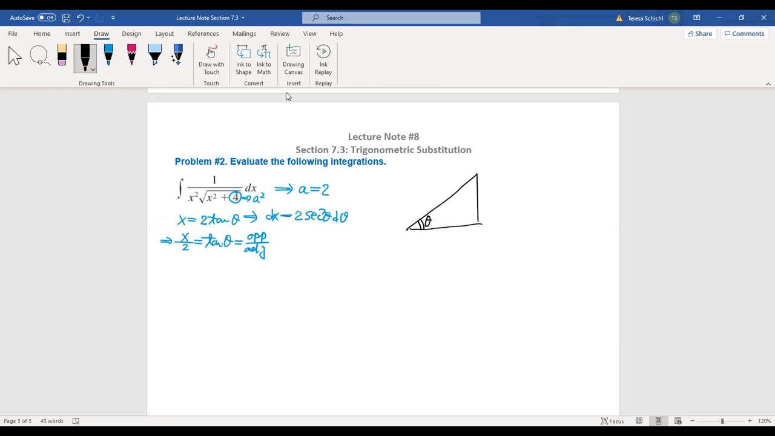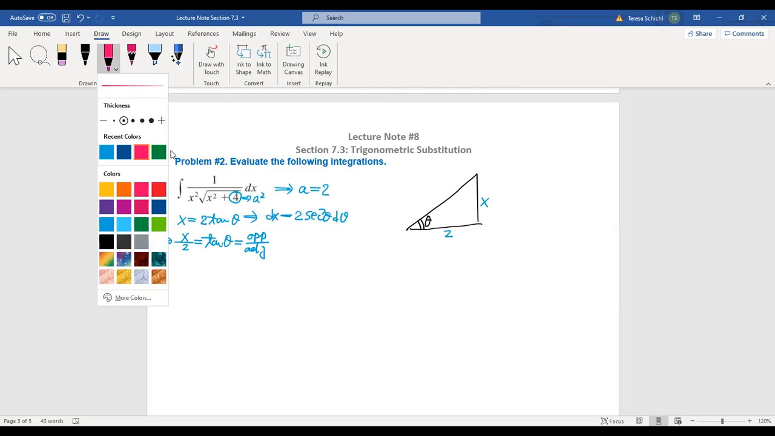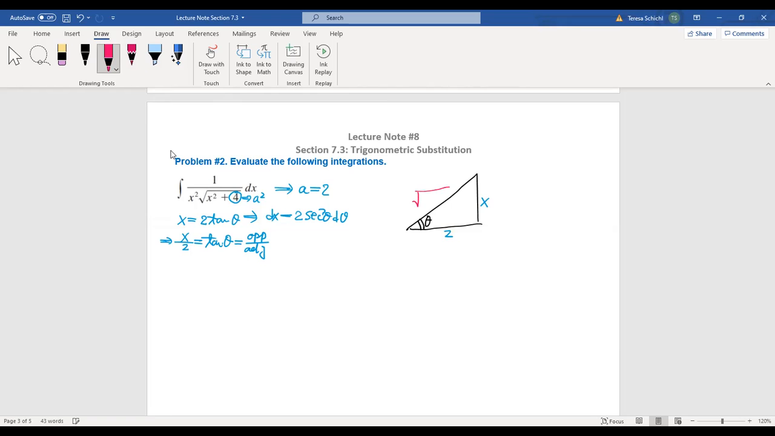The tangent is x over 2, so I know this side is x and this side is 2. Then by the Pythagorean theorem, the hypotenuse will be the square root of x squared plus 4, arbitrary, right? Because this is the tangent, we know the tangent and the secant are always a pair, so they can do the integration.